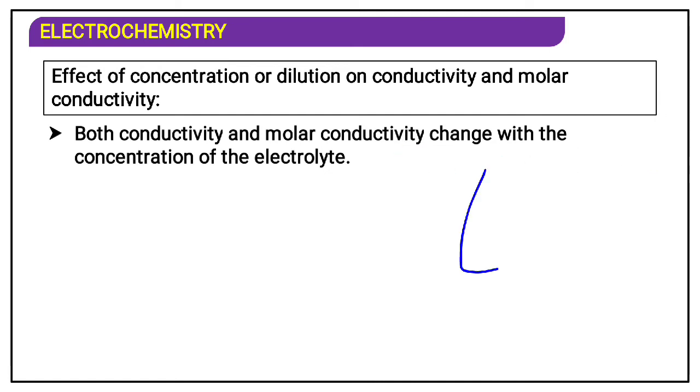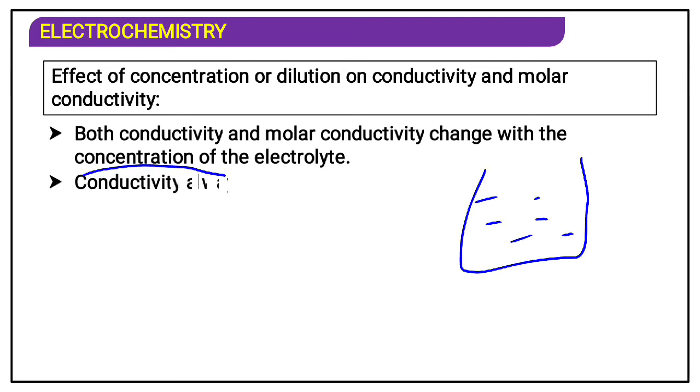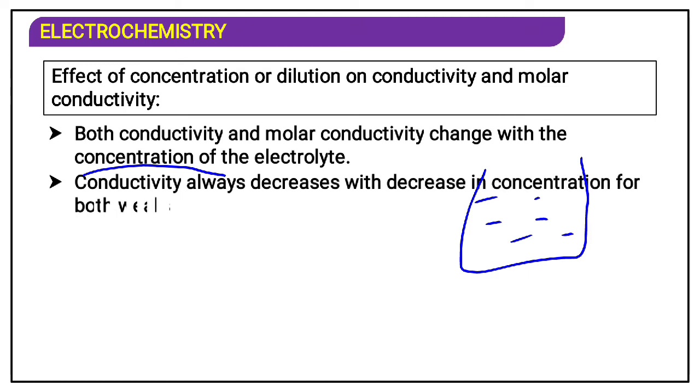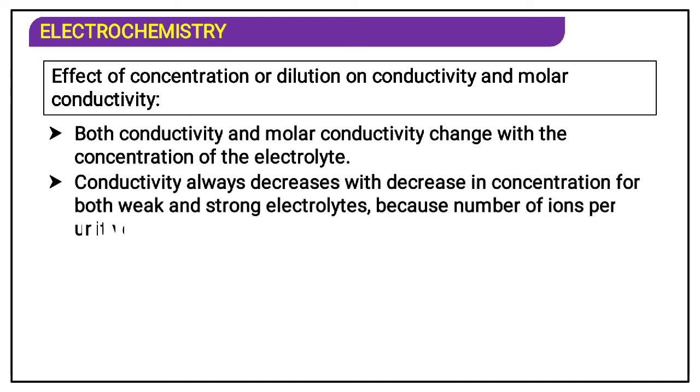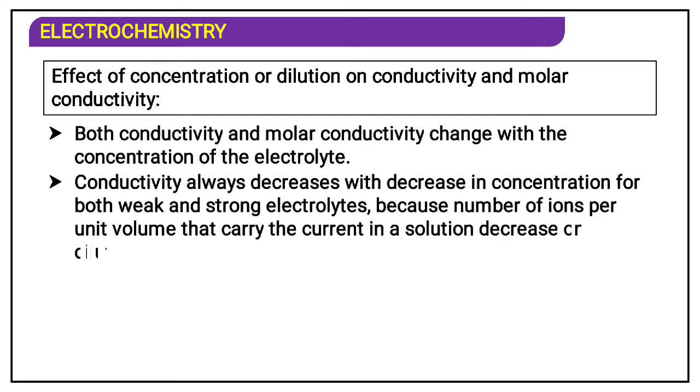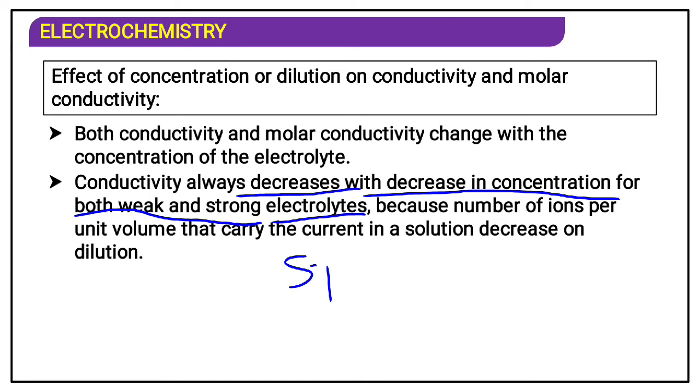Suppose you take an electrolytic solution in this beaker. This solution's molar conductivity and conductivity depend upon the concentration of the electrolytic solution. See, it's very important. Conductivity is nothing but specific conductance. This conductivity always decreases with a decrease in the concentration, for both weak electrolyte and strong electrolyte.